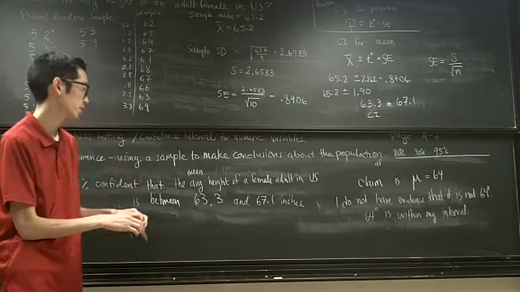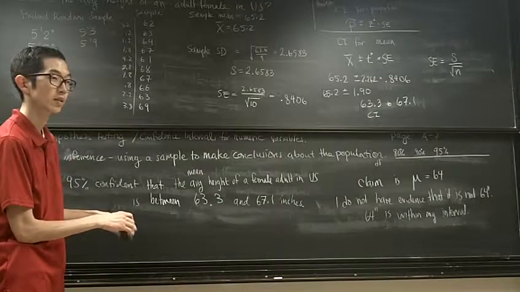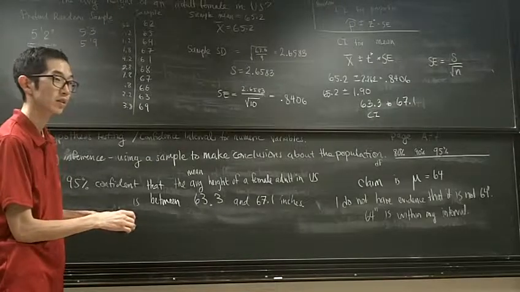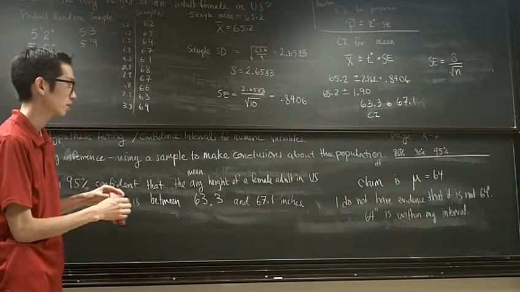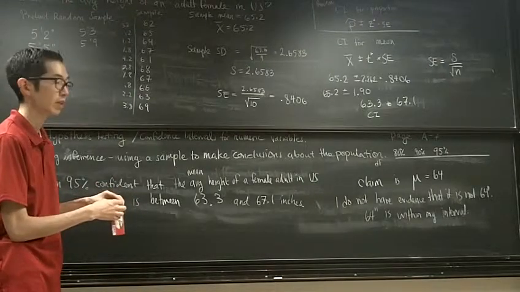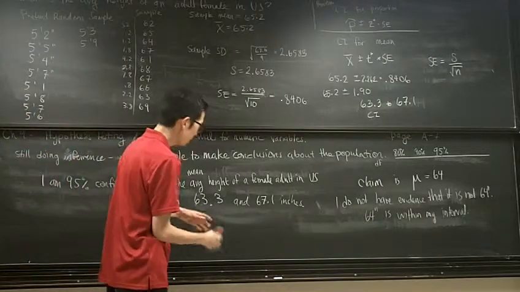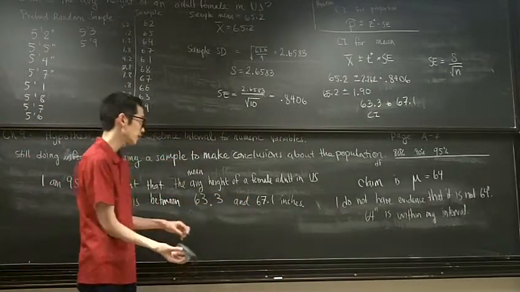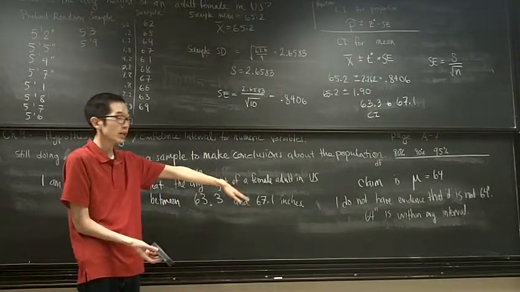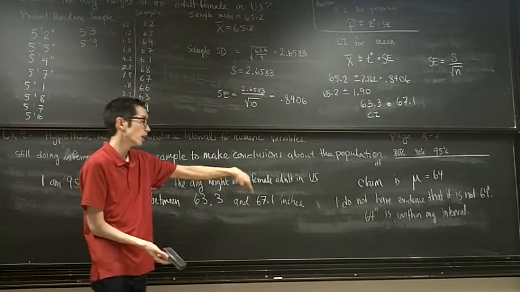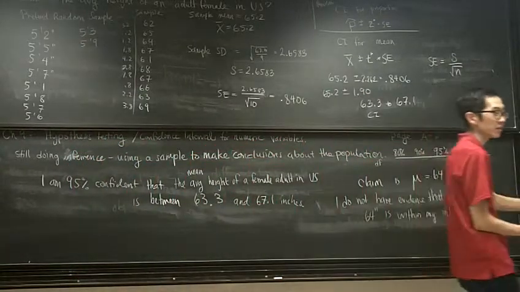If someone says, I think the average height for women is 63.3, do we say the same thing for that? I do not have evidence that it is not 63.3. Right, you don't say I have evidence that it is 63.3. No, any number within the interval, okay? So whether it's 65, 66, 67, 67.1, anything inside the interval, all you say is I do not have evidence that it's not that number, okay?